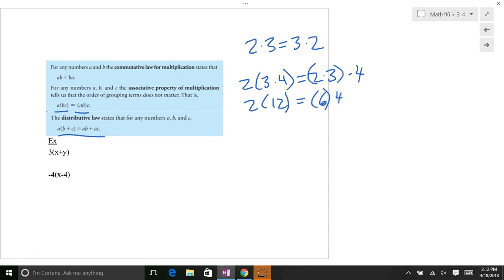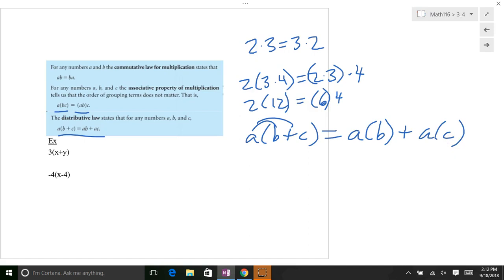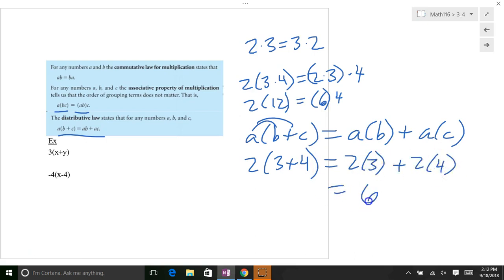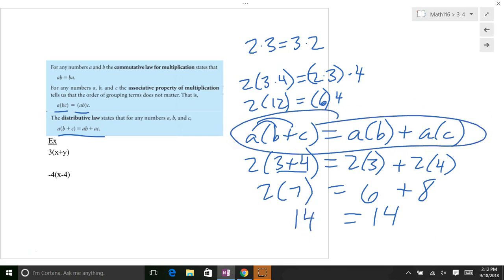And then finally, the distributive property says if you've got A times the quantity B plus C, then that would be equivalent to A times B plus A times C. For example, 2 times the quantity 3 plus 4 is the same as 2 times 3 plus 2 times 4. 6 plus 8 is 14. If you look at it, 3 plus 4 is 7. Isn't 2 times 7 14? Sure is. So this is the old distributive property that everybody loves.